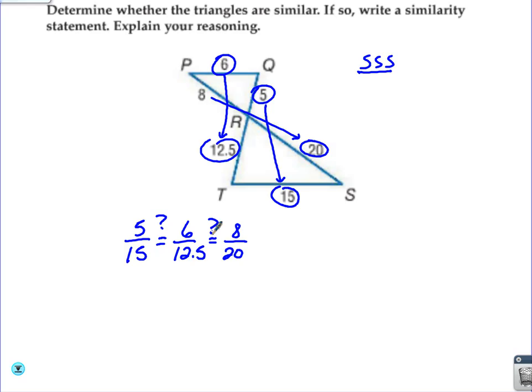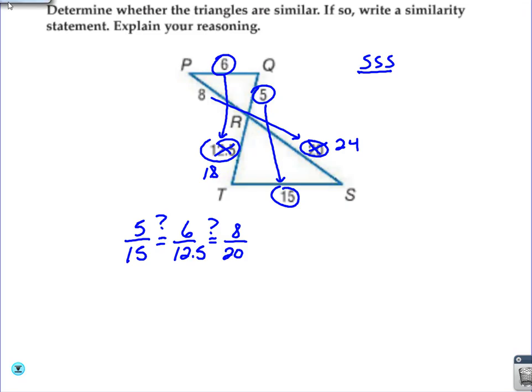What's the easy way of doing this? 5 and 15, what's your scale factor? 3. In order to be similar, that same scale factor must exist all the way around. This couldn't be 20, it would have to be 24. This couldn't be 12, it would have to be 18. These two triangles are not similar because the scale factor does not exist for all 3 sides.